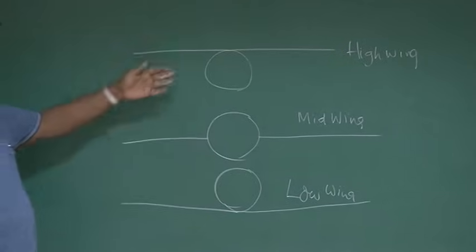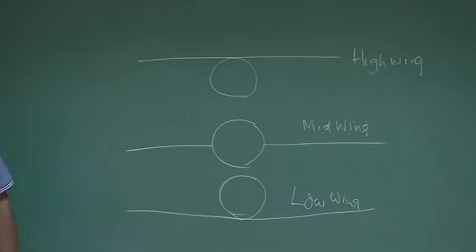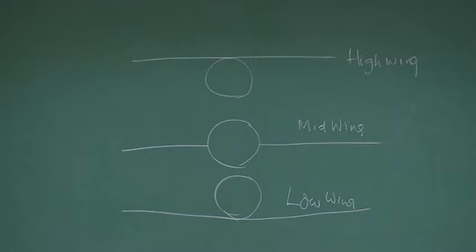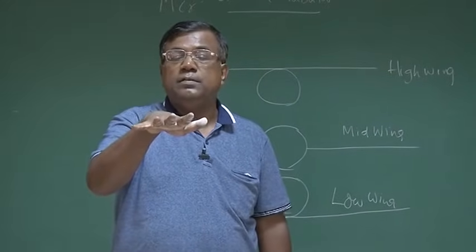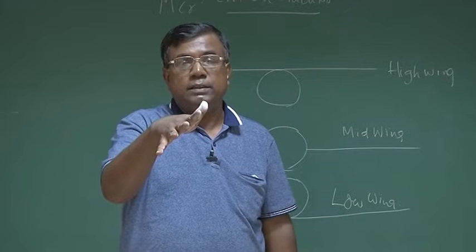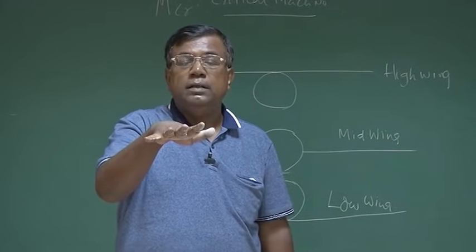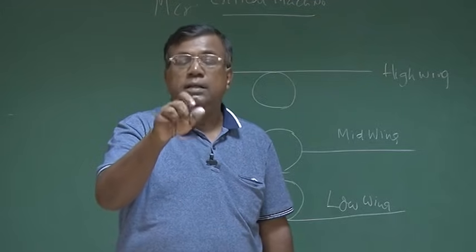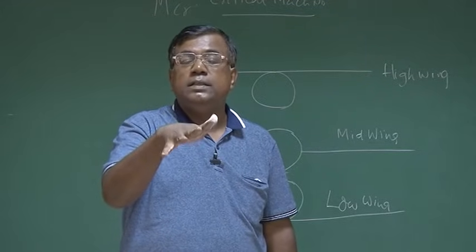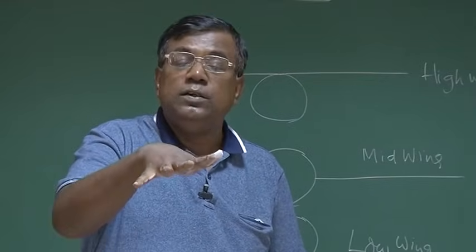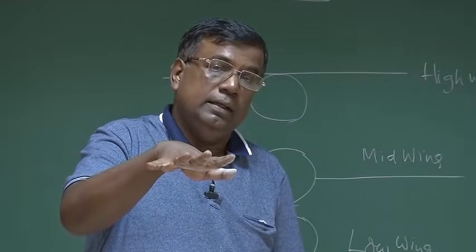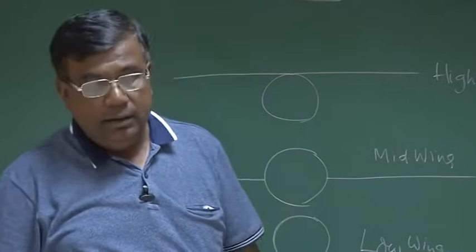If I compare 1, 2, 3 among them, the high wing is laterally more stable. What does lateral stability mean here? I am going straight like this, and because of some disturbance, the airplane has banked like this. Lateral stability means, again, I am talking about static stability, that the moment it is disturbed like this, it should generate an initial tendency to come back to its original bank angle. Okay? But how is it done?